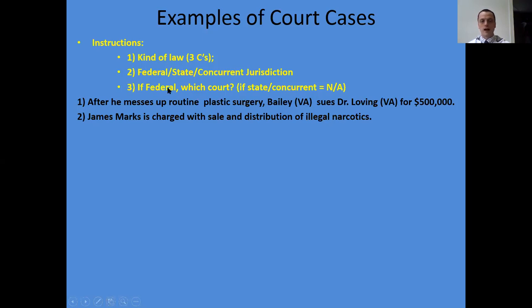If it's federal, we've got to then do number three. Which court is it going to be? In this case, we're talking about probably the federal district courts. If it doesn't fit in any of those specialty courts, then it's got to go to a federal district court. It's not military, it's not tax, it doesn't involve treaties, on down the line. So it's got to go to a federal district court.